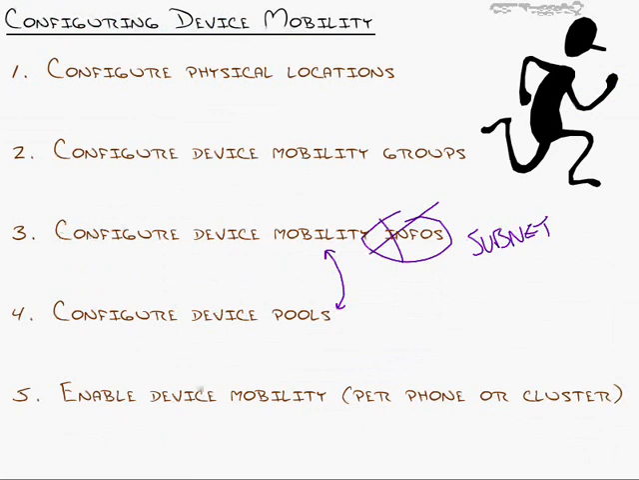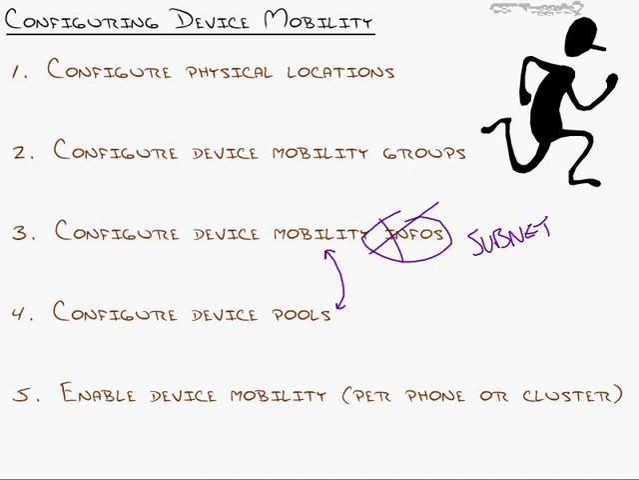The last piece is to enable device mobility, and you can do that either cluster-wide, like the whole cluster is now device mobility enabled, so anybody can move their phone, and voila, it automatically updates. Or you can do it on a per-phone basis, where I say, well, this phone, I have a feeling, is going to be taken to another office, so it will be device mobility enabled, but these others are not.